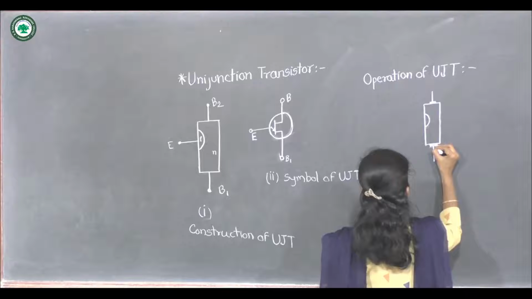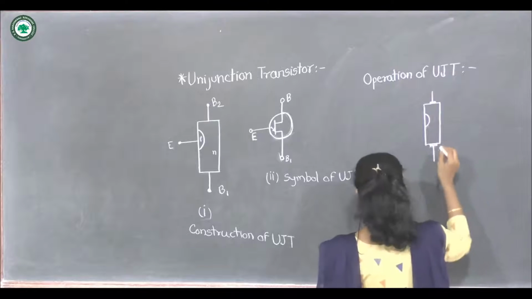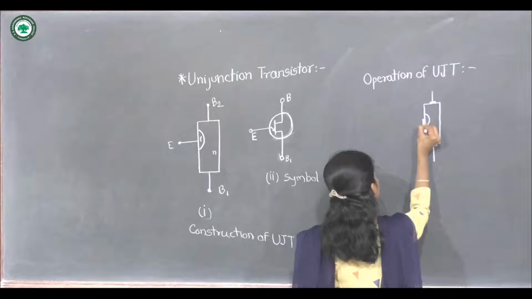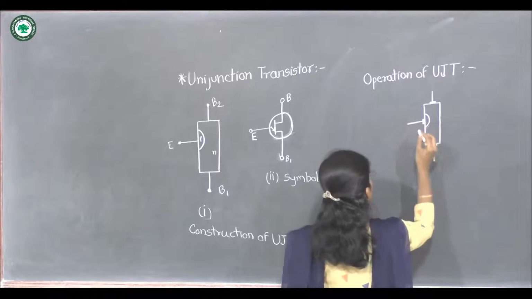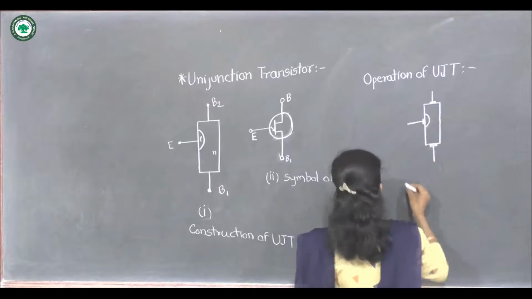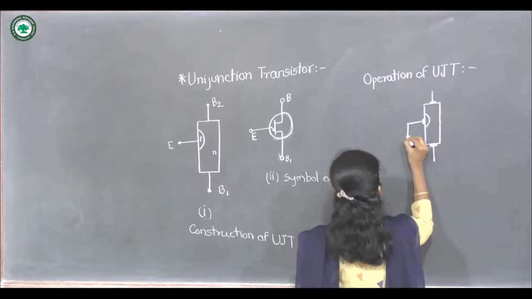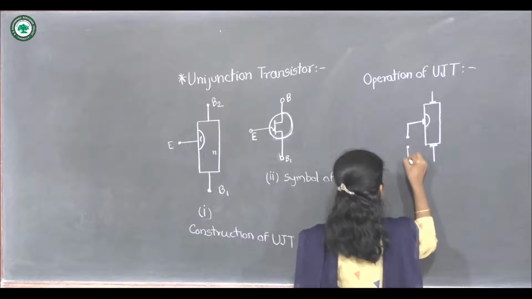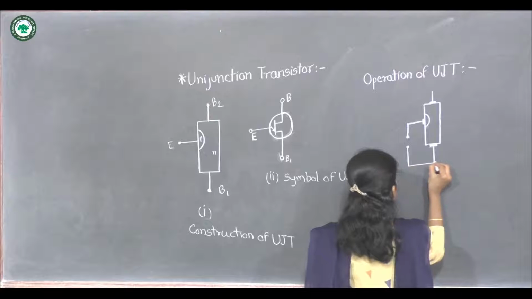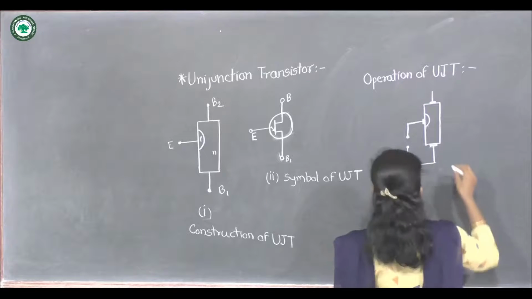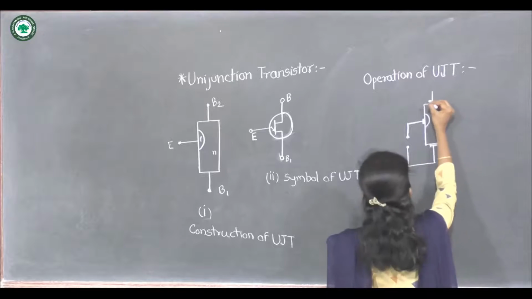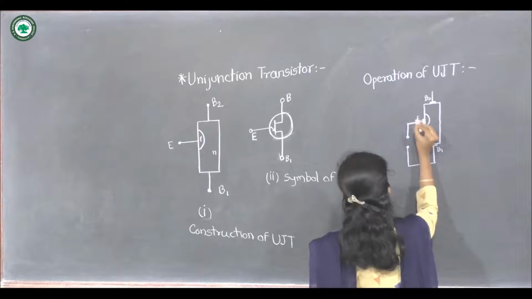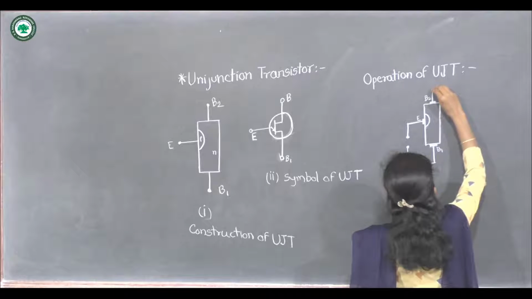So these are the two contacts drawn from the base, and this is the contact drawn from the P region, that is the emitter. When this emitter terminal is open, that is, there is no voltage between base B1 and emitter, this is base B2, this is base B1, and this is the emitter.